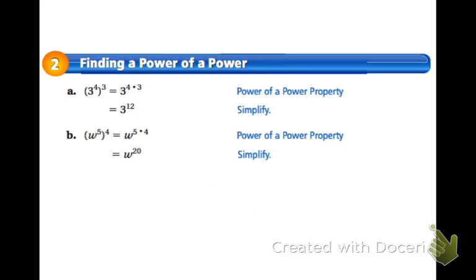Finding a power of a power. Again, you will note this because you'll see the parentheses and then another exponent. So 3 to the 4th power is the base. It is a factor 3 times. So we have 3 to the 4th times 3 to the 4th times 3 to the 4th. We can simplify. Instead of adding 4 plus 4 plus 4, we could multiply 4 times 3 and get 12. For b, w to the 5th power raised to the 4th power, 5 times 4 is 20.